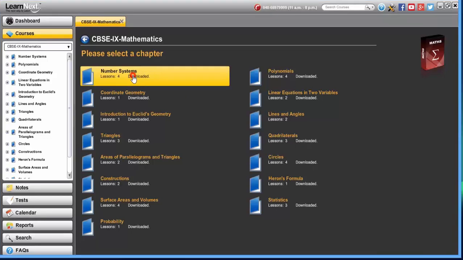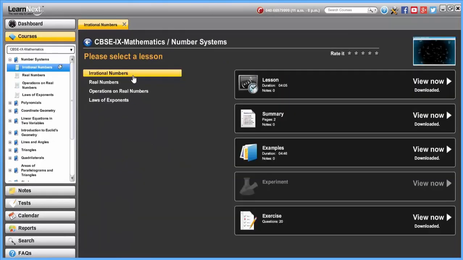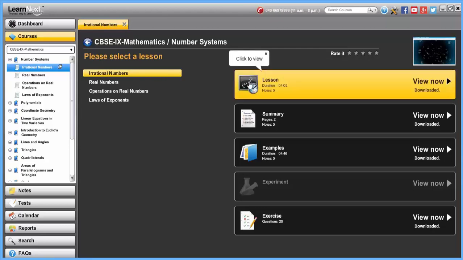Here is the name of the chapter, Number System. In this chapter, 4 lessons are there. The first lesson is Irrational Numbers. In each and every lesson, there is the lesson, summary, examples, experiments and exercise. Clicking here, this lesson will start.